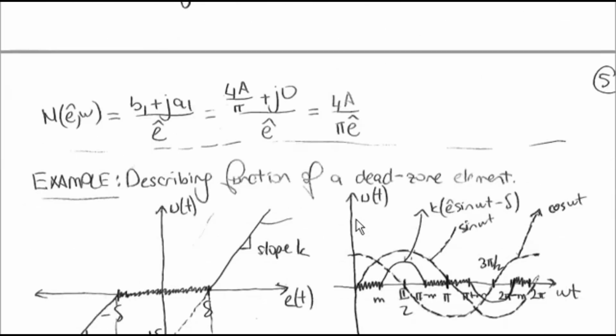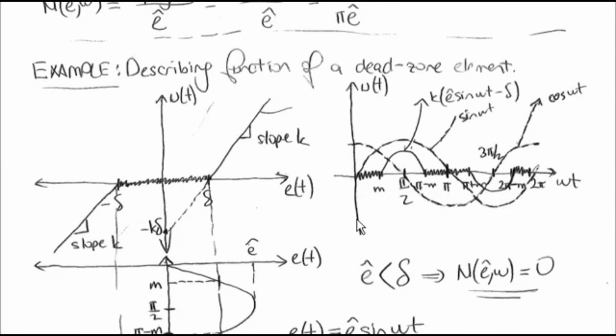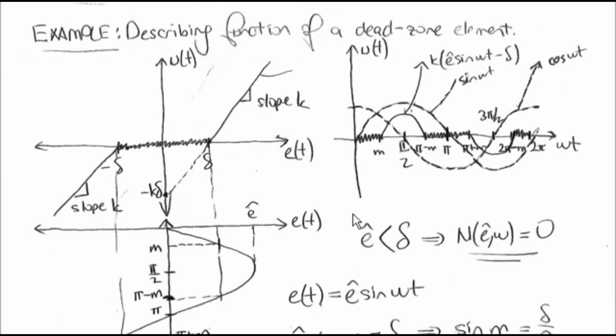As a second example, we are going to be looking at a dead zone element, and this is going to be significantly more difficult actually because of the difficulty of the integrals. We need to be able to take some more complicated integrals in order to calculate the describing function of a dead zone element.